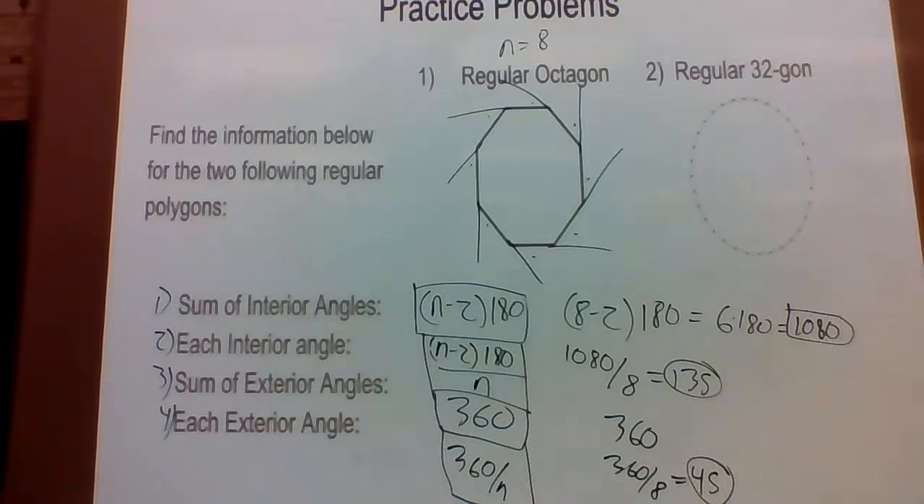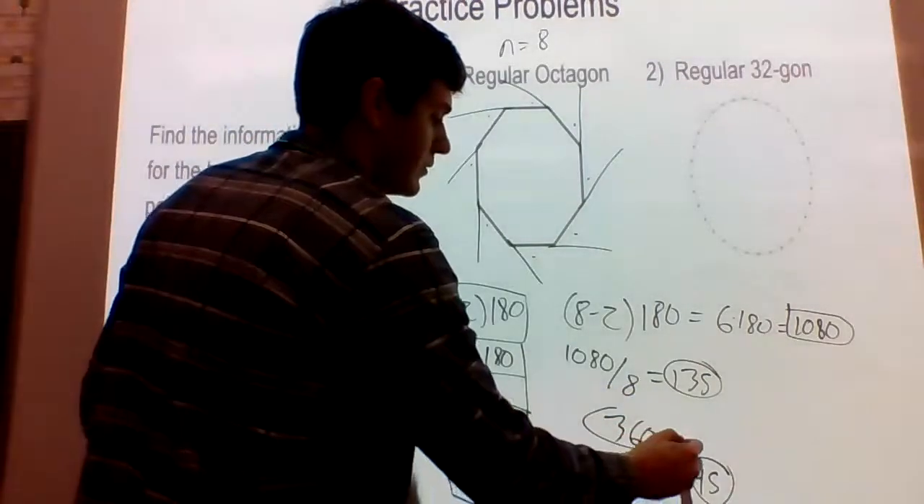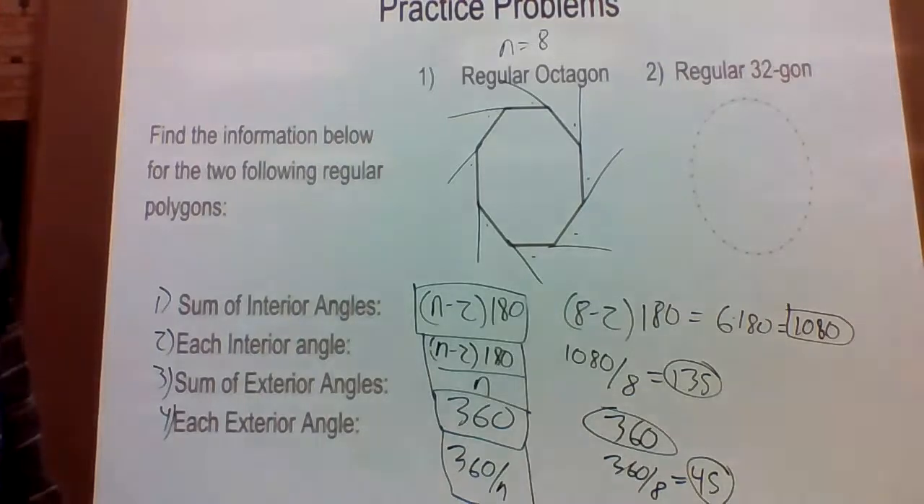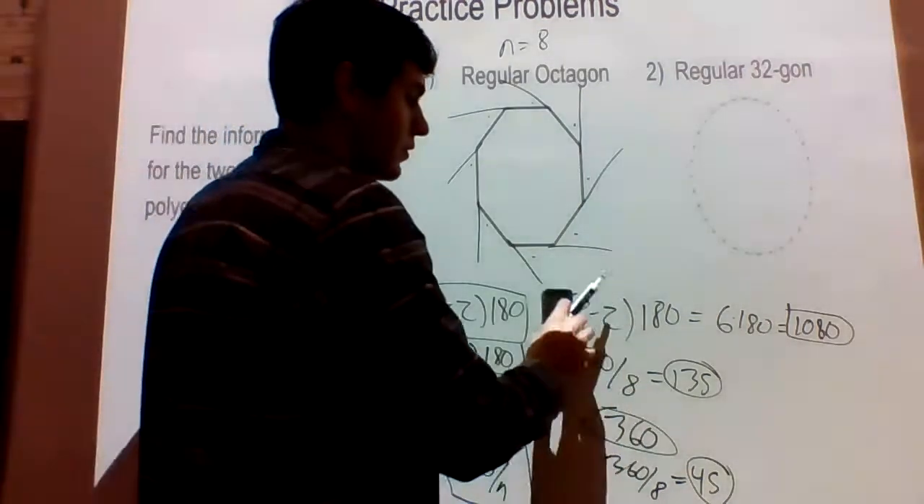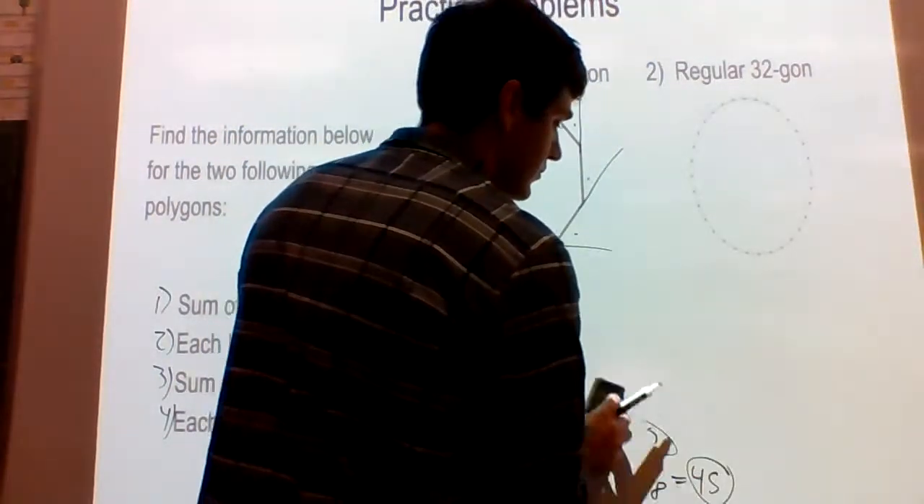360 divided by 2 is 180. 180 divided by 2 is 90. 90 divided by 2 is 45. So that is the octagon. The 32-gon, in 32 sides, 32 angles.